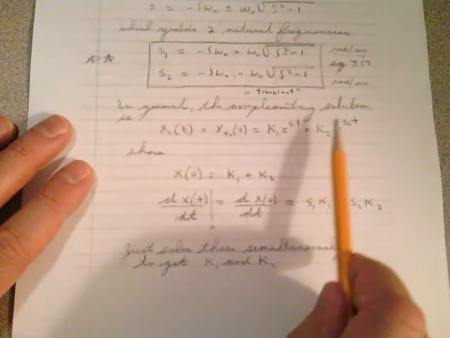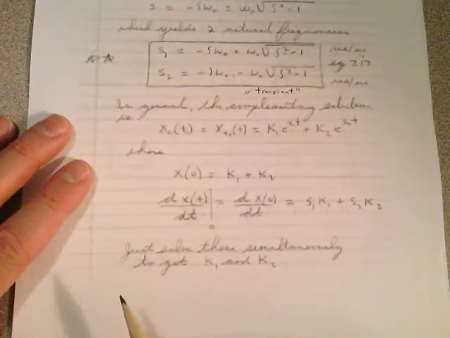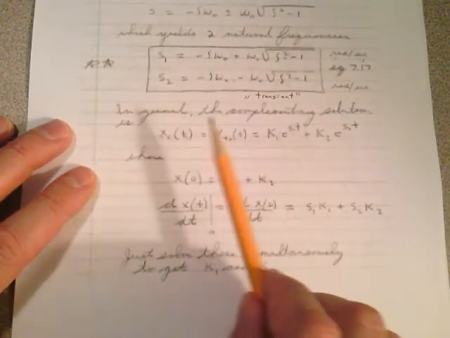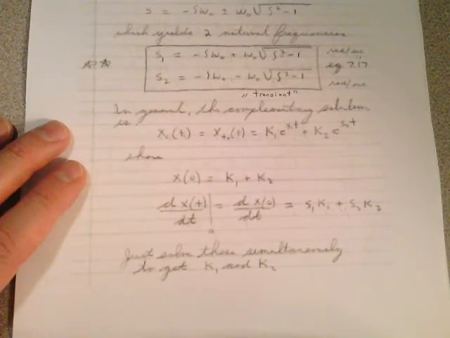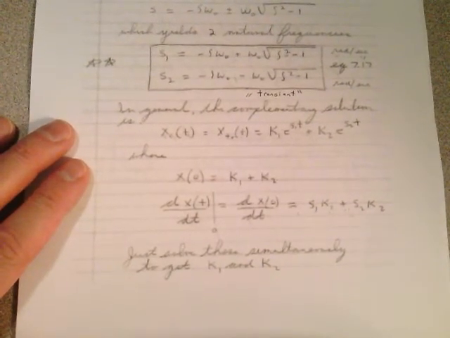You already have s1, you already have s2, you find k1, you find k2, and you have the solution. You have a solution where you can actually plug in a time and determine the current or voltage in the circuit, whether you had that parallel circuit or you had that series circuit.